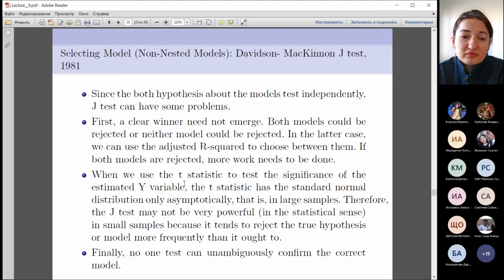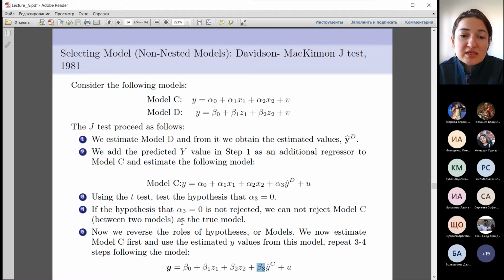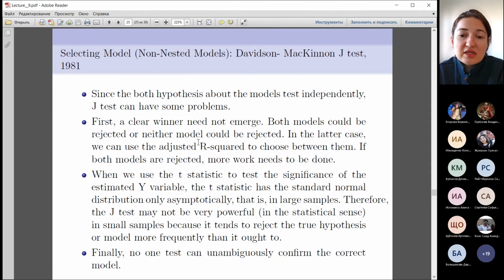And also, when you use the t-statistic, because you can notice that all this test is based on the t-statistic, when you choose the t-statistic to test the significance of the estimated dependent variable, you remember, yeah, that the t-statistic should follow approximately a normal distribution, or a normal distribution asymptotically. But it's true when we use a large sample.